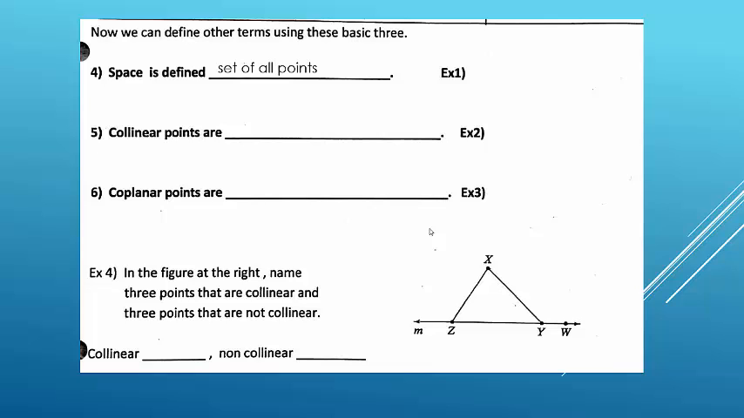Some other vocab words we see is space, and space is just defined as the set of all points that exist in our imagination. A good way to think about this is to think about the stars in outer space. We know that there's a lot up there. We can't really count them. They're out there.